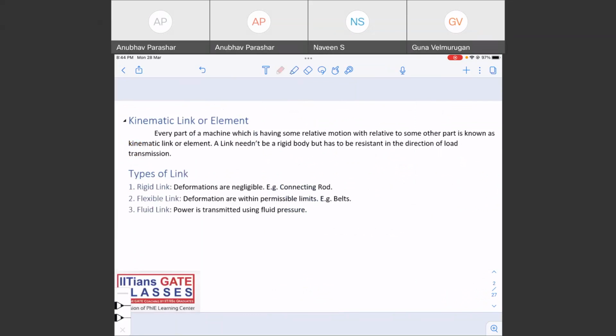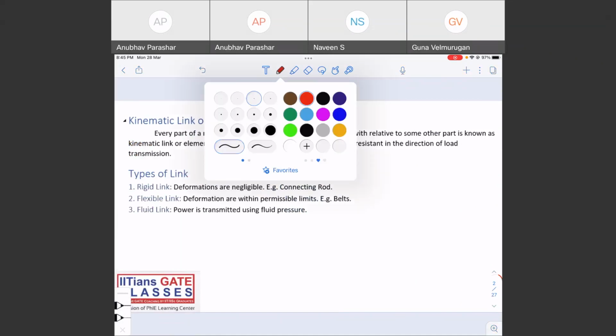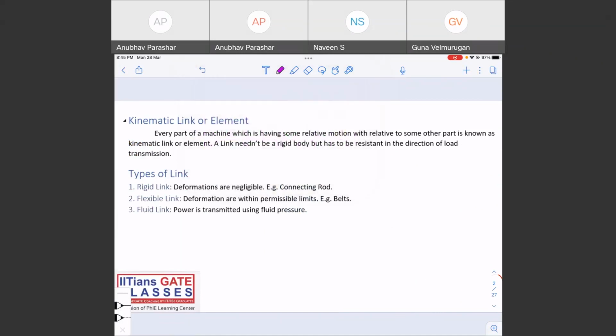Yes, we'll be fast. We have to go fast. A lot of things are there. You can see there are 27 slides here. So we have to go fast. So let us start with a kinematic link or element. What is a kinematic link or element? I'll not be able to explain it in great detail, but I'll go through it so that whatever questions are there, you should be able to attempt and mark them correctly.